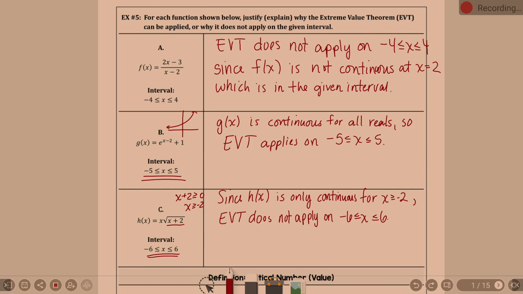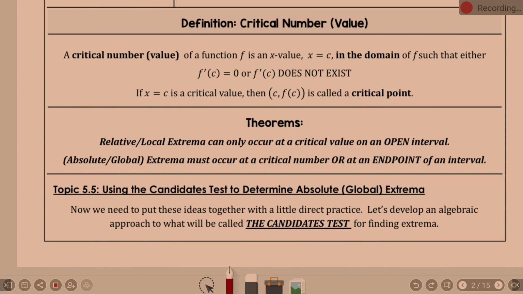But you've heard me mention the idea of critical numbers. But I'm going to actually teach it now. So, a critical number or critical value of a function is an x value, so x equals c, in the domain of f, such that either the derivative equals 0 or the derivative does not exist. More often than not, it's a derivative equals 0.